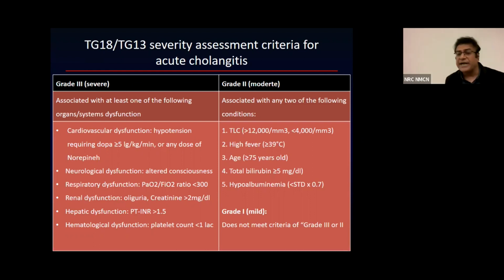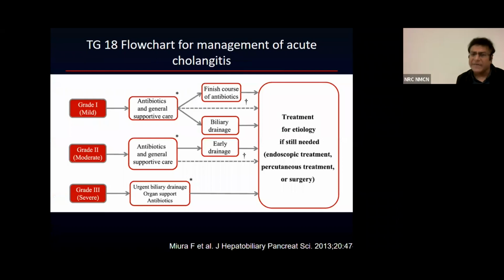The grade 2 cholangitis, that is moderate cholangitis, is defined by a high TLC of more than 12,000 or a leukopenia, high fever, total bilirubin of more than 5, presence of hypoalbuminemia. The grade 1 cholangitis does not meet criteria either for grade 3 or 2. So what does that mean? That means if the patient is having grade 1 cholangitis, comes in the emergency on Saturday, you can wait till Monday to do the procedure. If the patient is having severe cholangitis, even if it's Saturday night, you will have to do the procedure. That is ERCP or a PTBD, that is the biliary drainage. So this is what the chart indicates.